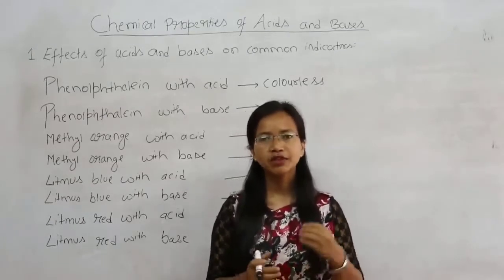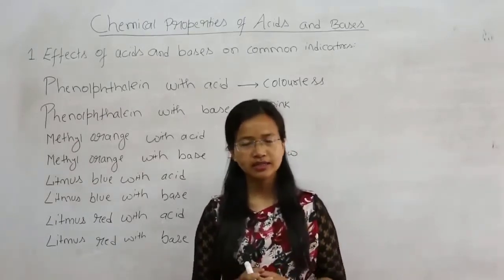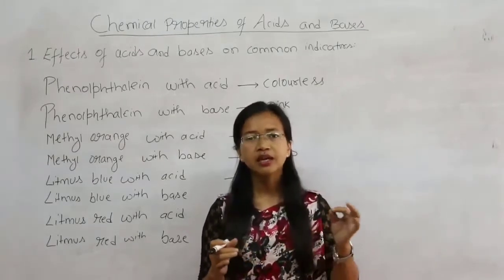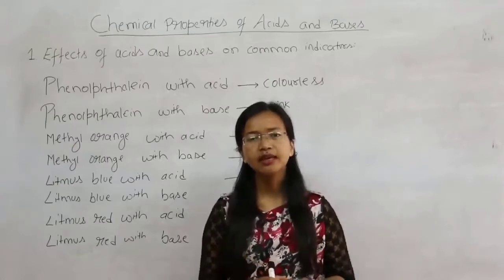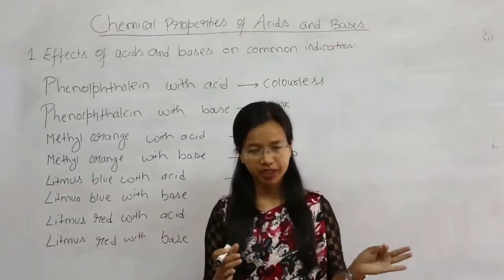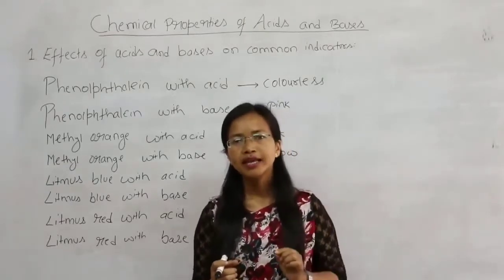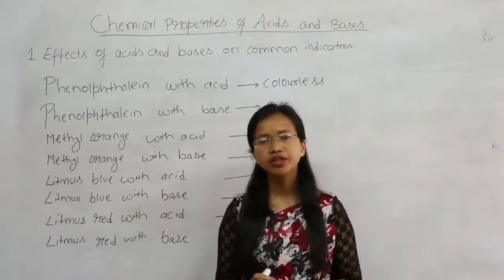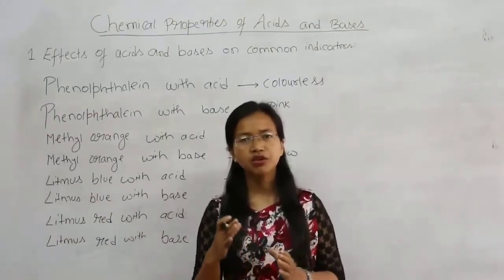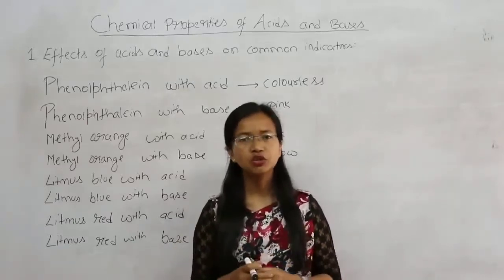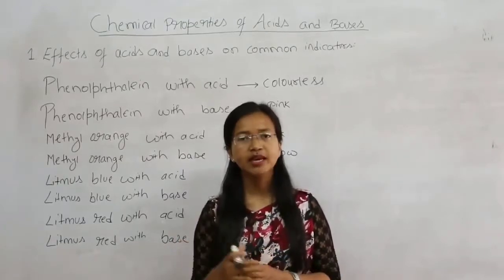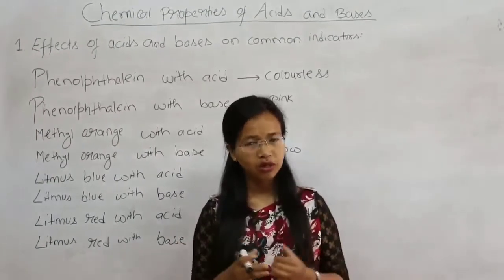The first one is phenolphthalein. Phenolphthalein is colorless naturally. So when it comes in contact with an acid, it will remain colorless. But when it comes in contact with a base, it will turn pink. Then the next one is methyl orange. Methyl orange is reddish orange in color. When it comes in contact with an acid, it will change into pink, but with a base, it will change into yellow.